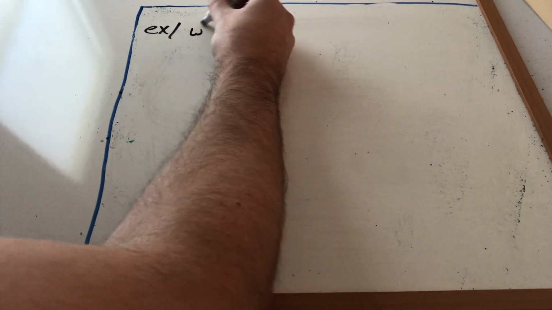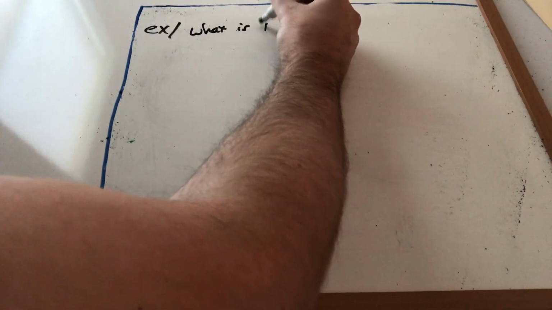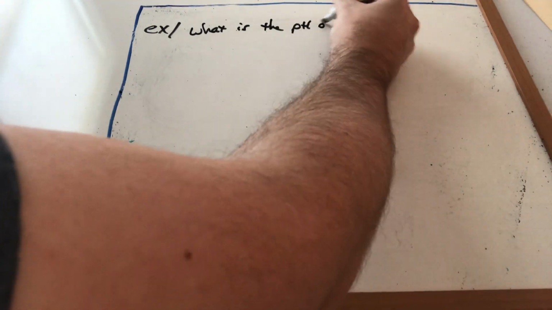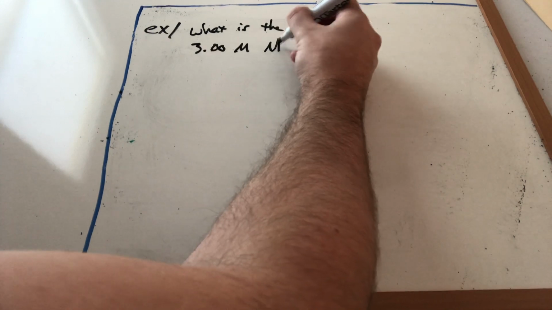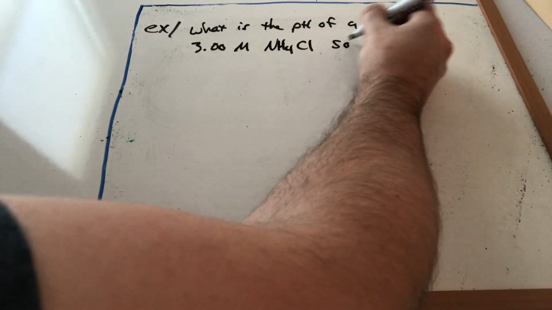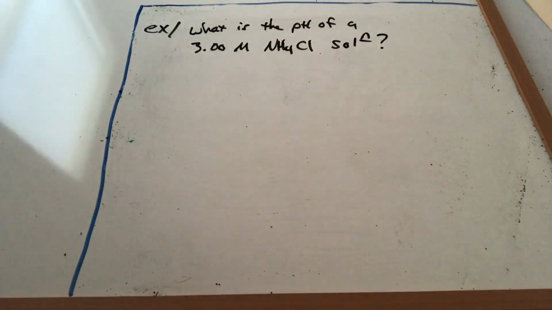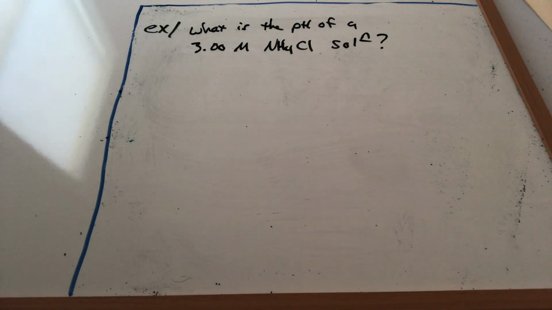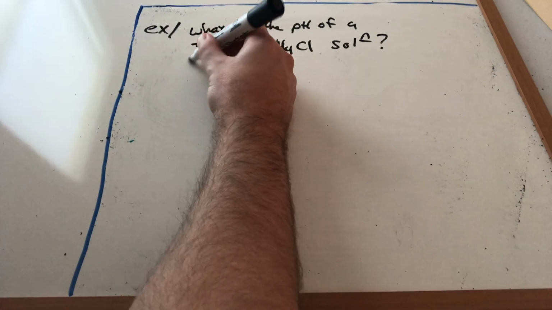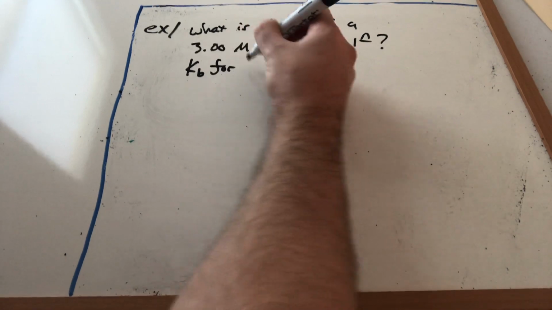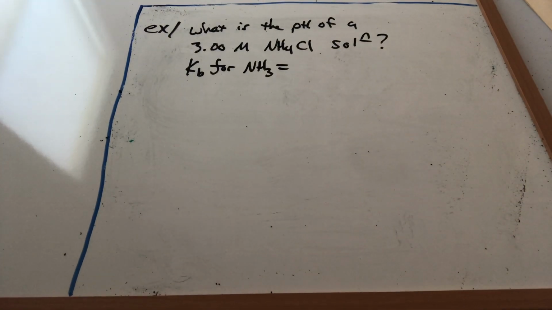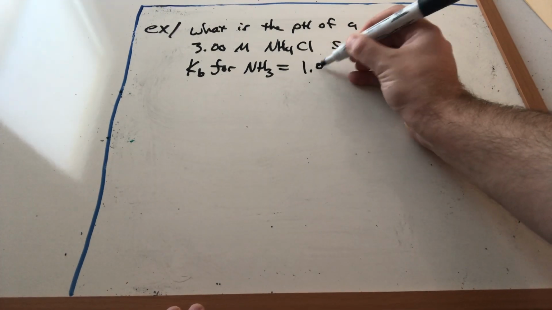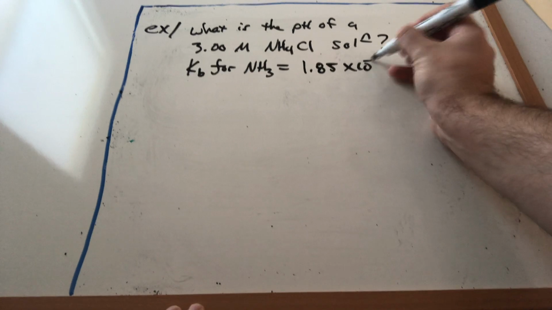What is the pH of a 3.00 molar NH4Cl solution? Okay, what's that pH? Kb for NH3 is equal to 1.85 times 10 to the minus 5.